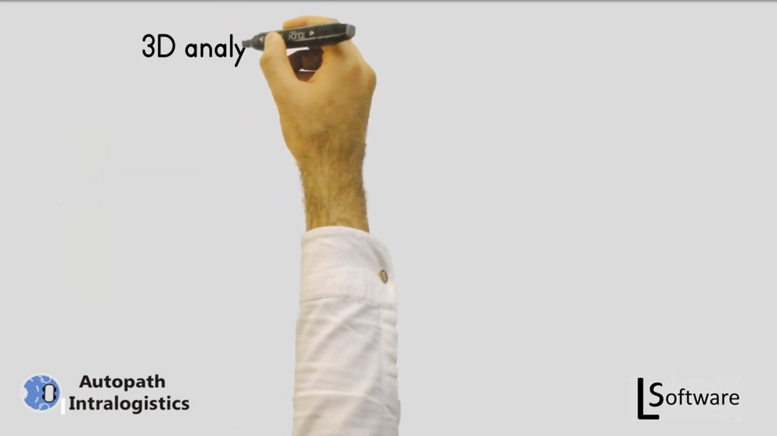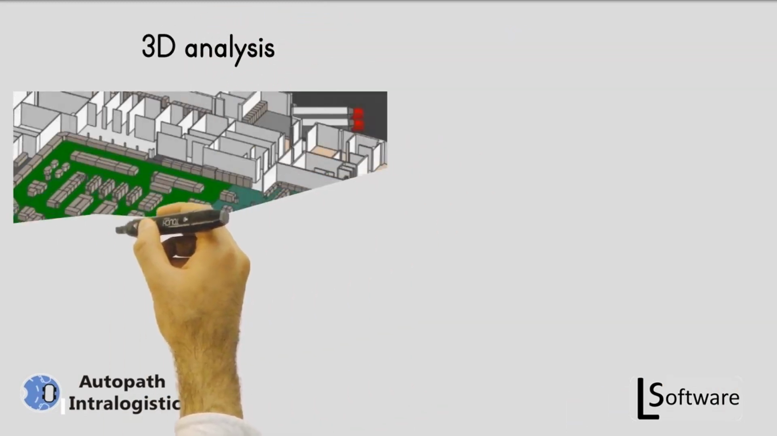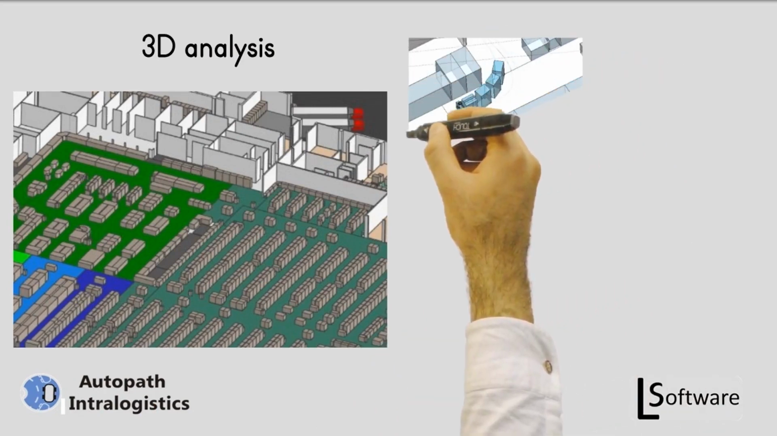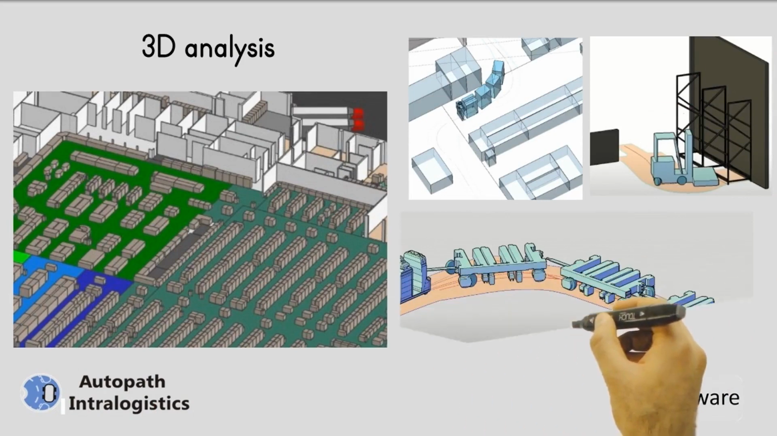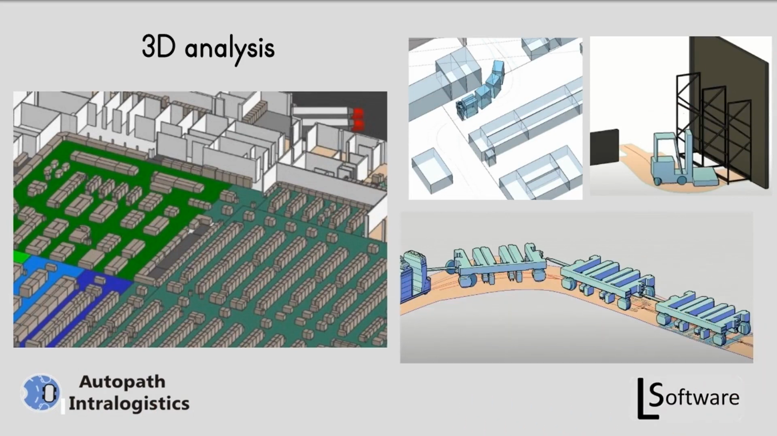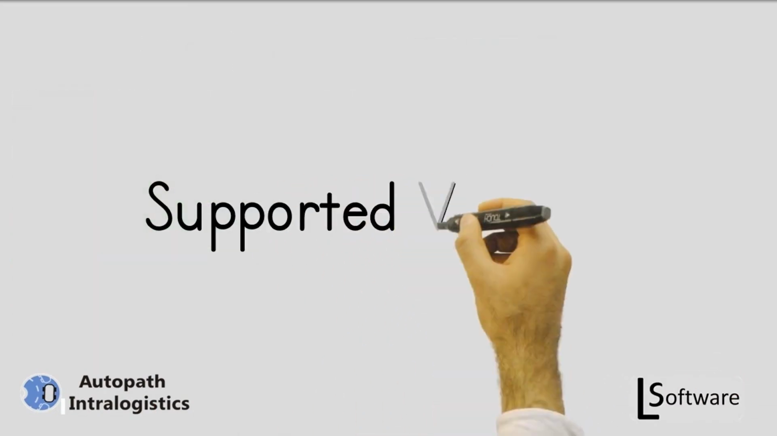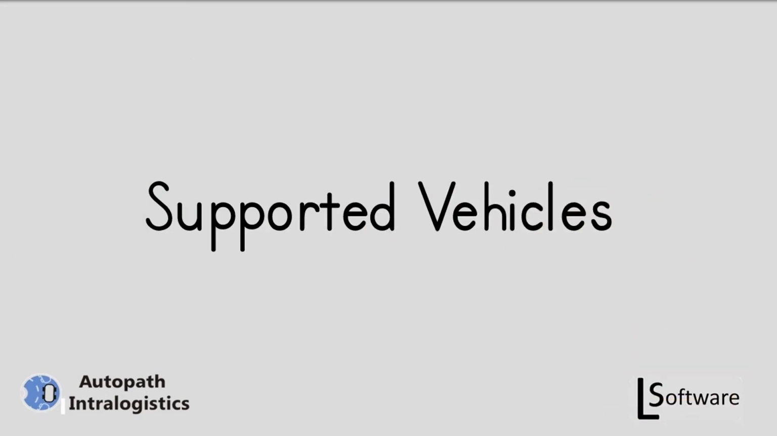In 3D analysis, it is possible to verify the vehicle's trajectory on a 3D terrain, making the analyses that depend on the height of a layout more accurate, as well as the dimensions in the plane of the machines or objects in the layout. Supported vehicles in Autopath Intralogistics.